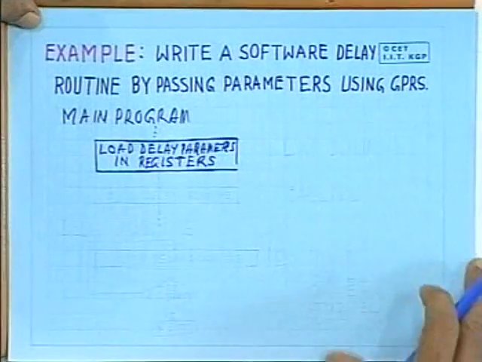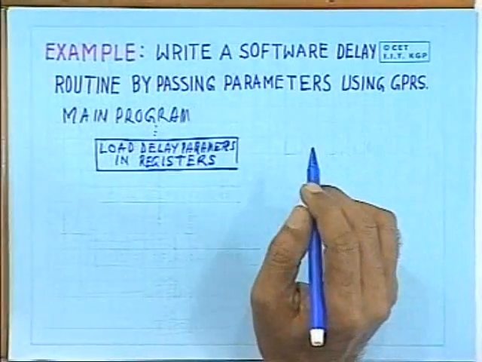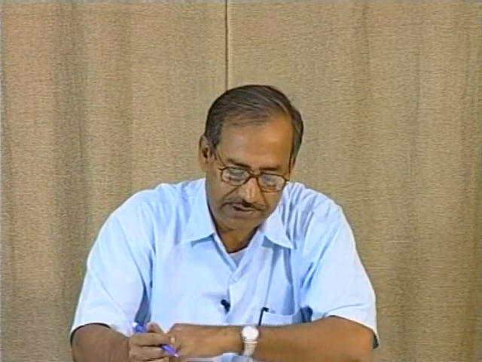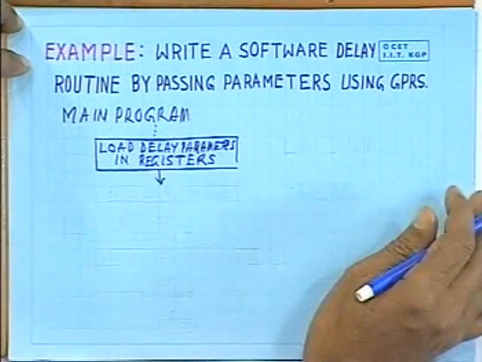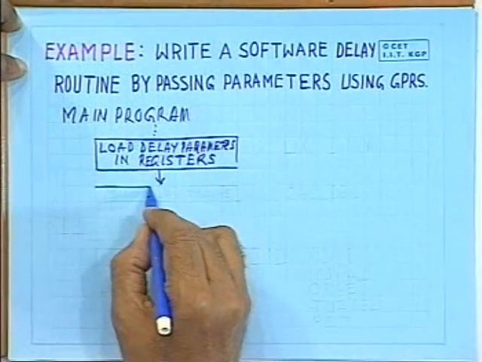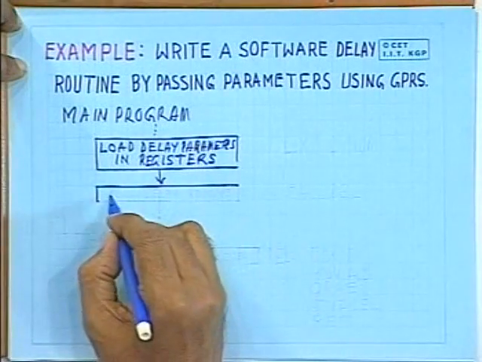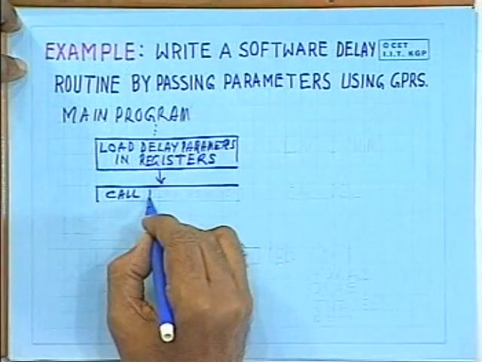Depending on the delay you want, we have already seen that the delay time can be short or long. If you want a short delay, just one register will do. If you want a long delay, you have to use a register pair or two registers. Then after setting these parameters in registers, you will simply call the delay routine.